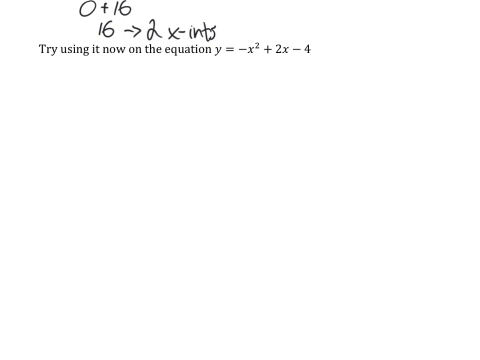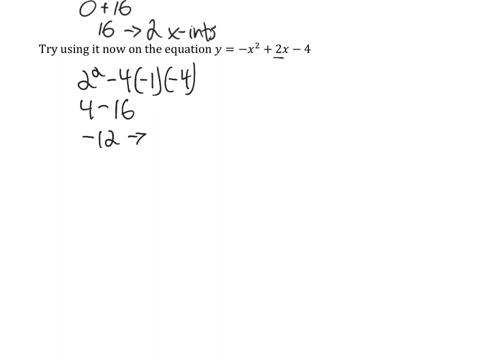Okay, so let's do the discriminant now here. We have the b value, which is the 2. So we have 2 squared minus 4 times negative 1 times negative 4. Be careful, there's a lot of negatives being thrown out here. 2 squared is 4 minus 4 times negative 1 times negative 4 gives me positive 16. So I'm left with 4 minus positive 16. 4 minus 16 is negative 12. If I have a negative discriminant, what does that mean in terms of the number of x-intercepts? It means I have 0 x-intercepts.